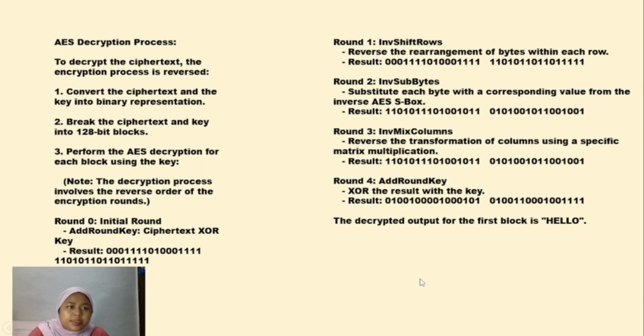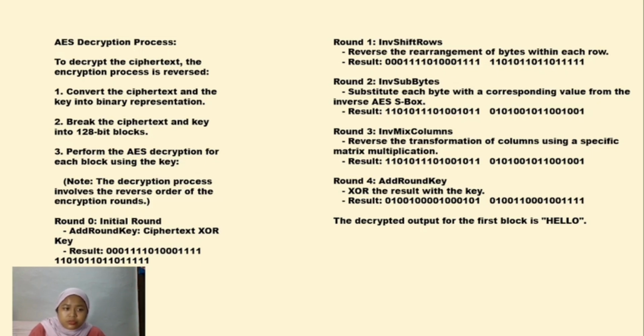Okay, next is the AES decryption process. To decrypt the ciphertext, the encryption process is reversed. Number 1, convert the ciphertext and the key into binary representation. Break the ciphertext and key into 128-bit blocks. Perform the AES decryption for each block using the key. Note the decryption process involves the reverse order of the encryption rounds.